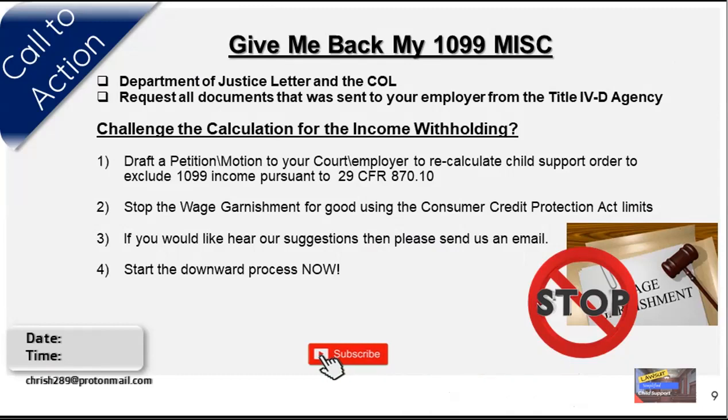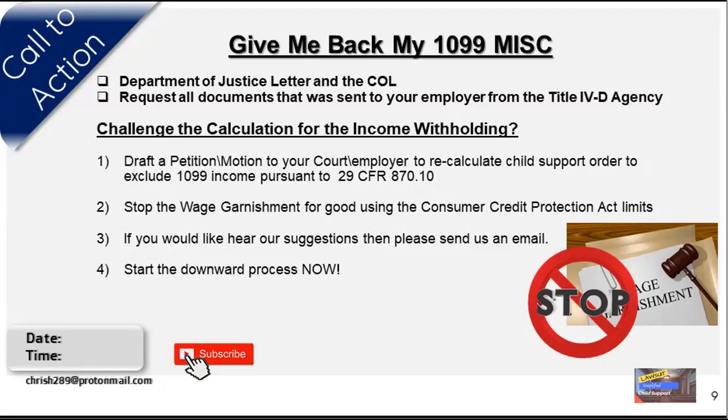So here we have the call to action section. In addition to your affidavit and your petition, you want to also have a copy of the Department of Justice letter and the COL form, which is the denial of rights form. I would recommend that that accompany your affidavit as well.